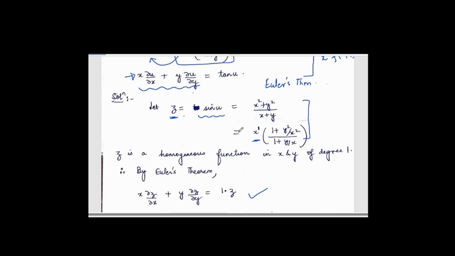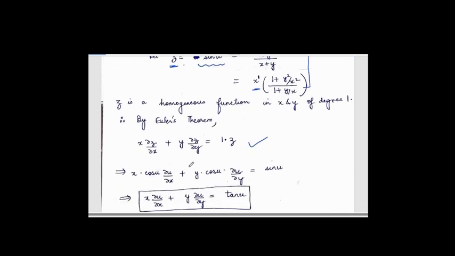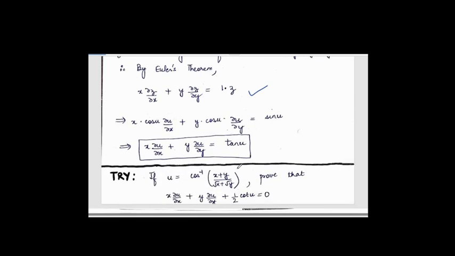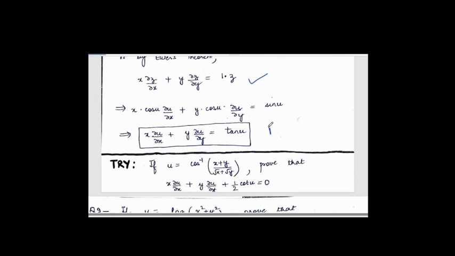So del z by del x is nothing but cos u del u by del x. Similarly, del z by del y is nothing but cos u del u by del y. So if you divide by cos u throughout, you get the desired result. So this is the desired.